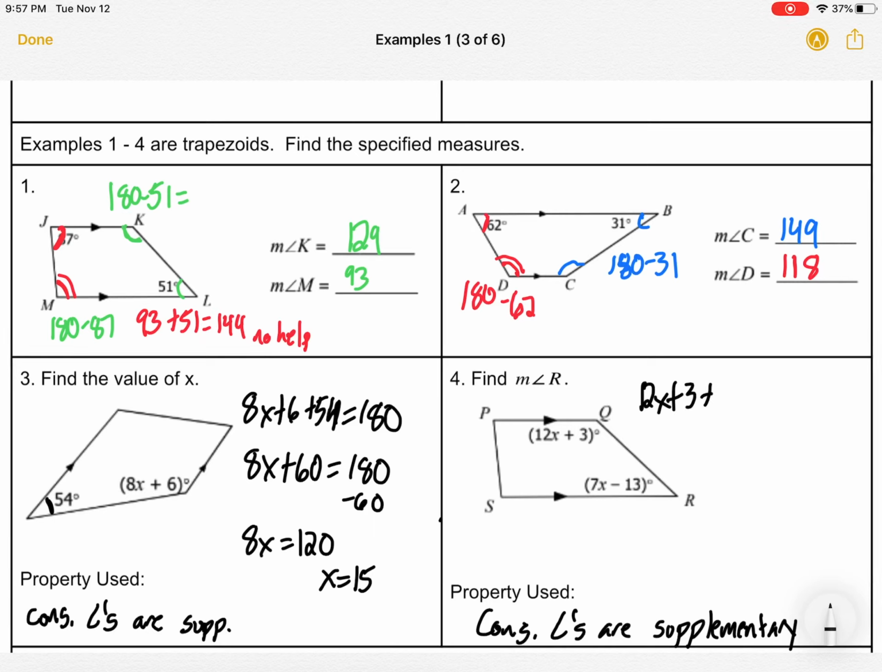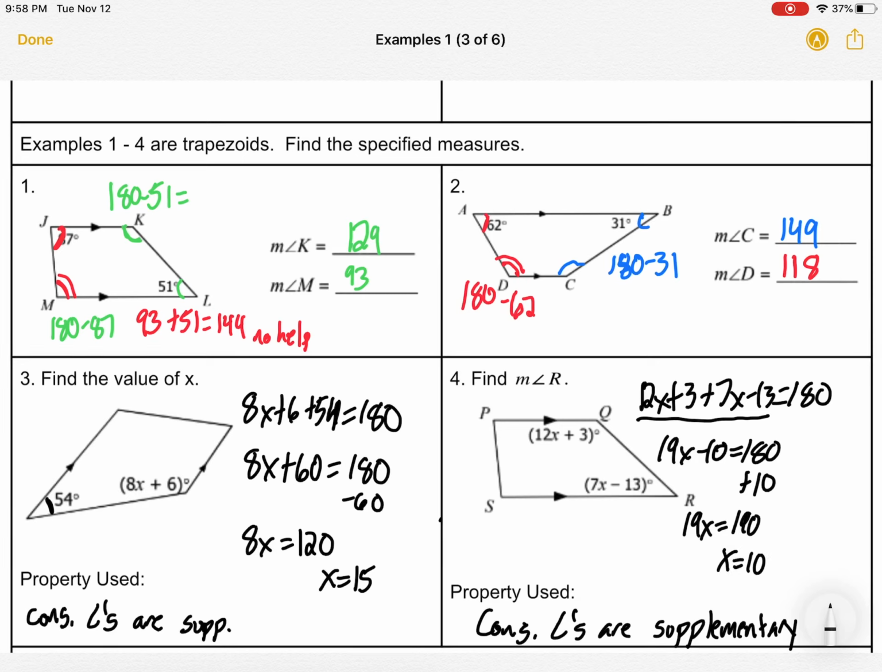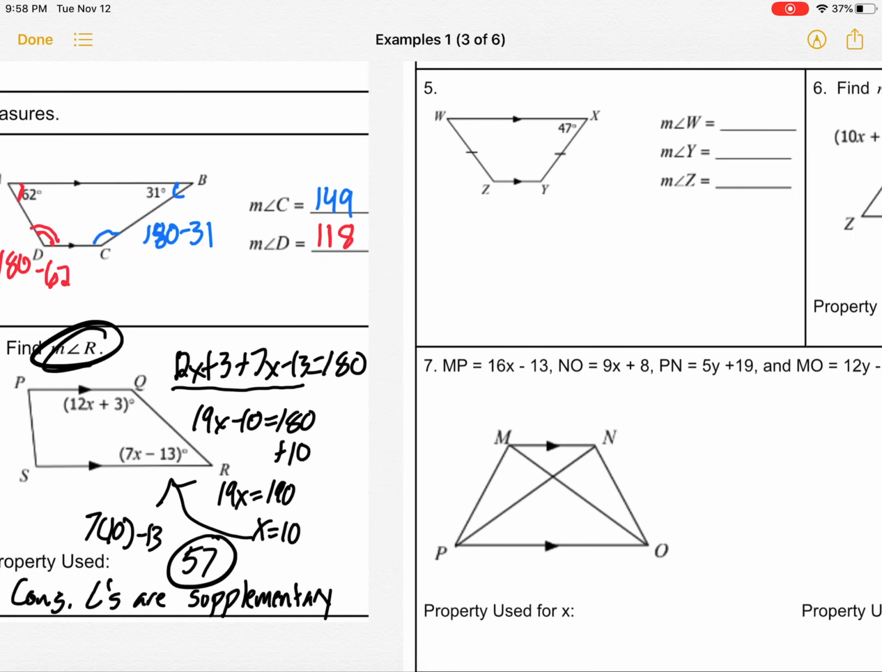So 12x plus 3 plus 7x minus 13 equals 180. 19x minus 10 equals 180. And this comes just from combining like terms on the left here. You add 10, 19x equals 190, so x equals 10. But they don't want x, they want r, so we plug it in there. 7 times 10 minus 13 would give us 57 for a final answer for that question.